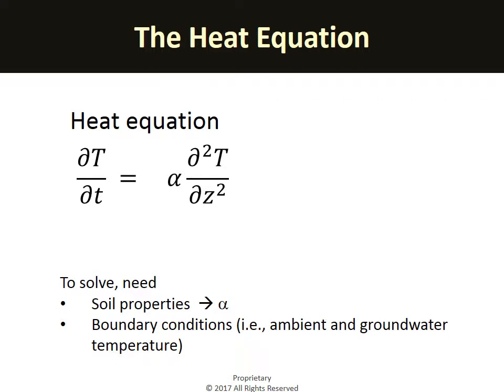The propagation of heat follows what is called the heat equation. The heat equation describes temperatures in soils with depth and time. It is mathematically identical to the diffusion equation, except that it describes temperatures instead of concentrations, and the proportionality constant, alpha, is called thermal diffusivity instead of being the diffusion coefficient. In order to solve the heat equation, you need to define the alpha value, which depends on soil-specific properties. You also need boundary conditions, for example, ambient and groundwater temperatures.